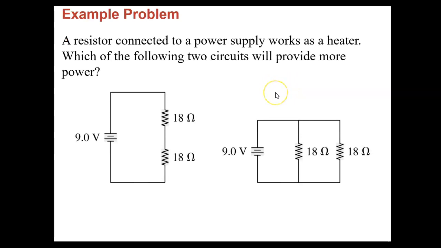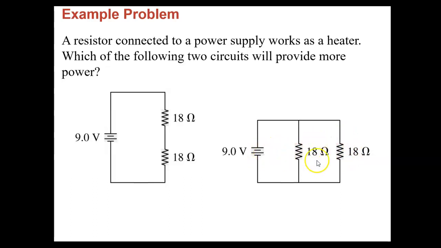So we have resistors connected to a power supply that works as a heater. Which of the following circuits will provide more power? So again, we're going to have to figure out the equivalent resistances here. I'm going to give you a hint on this one. If you have 2 resistors in parallel that have the same resistance, your equivalent resistance is half.